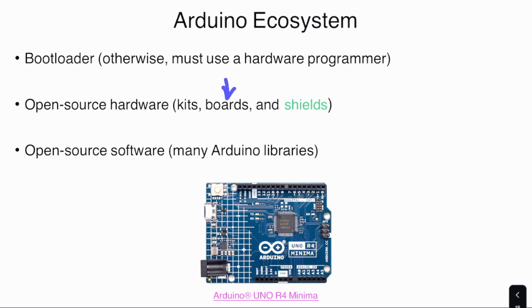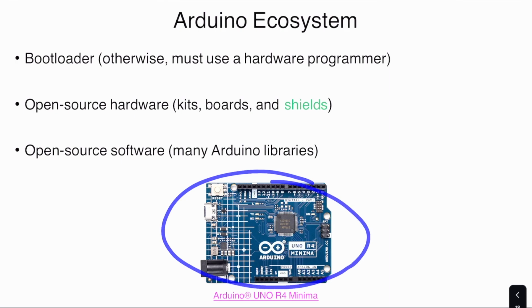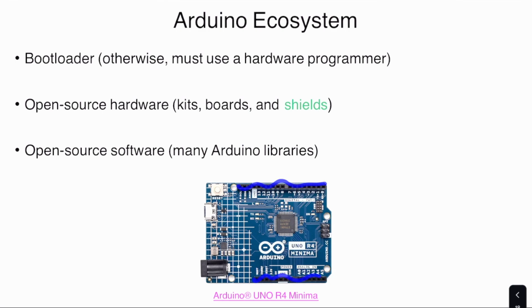They also sell microcontrollers. So here's an example of probably the most popular version of an Arduino microcontroller, the Arduino Uno R4. They also produce what are called shields. Those are things that sit on top of these headers and provide extra utilities, things like a Wi-Fi shield or a motor driver shield.